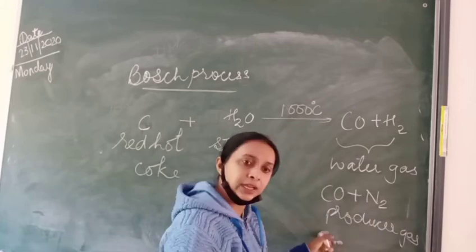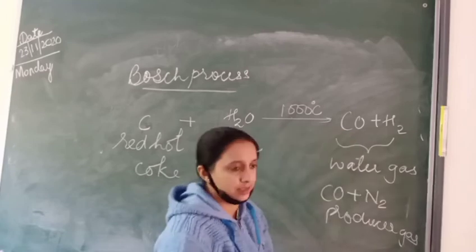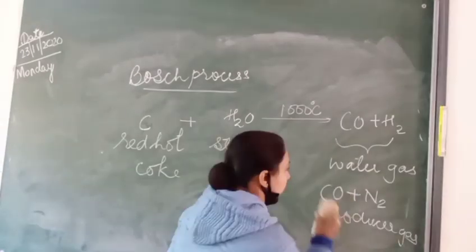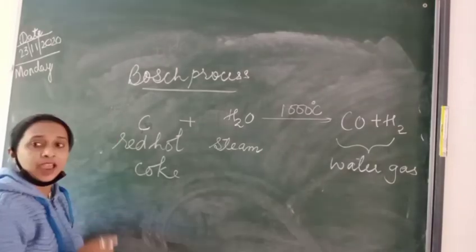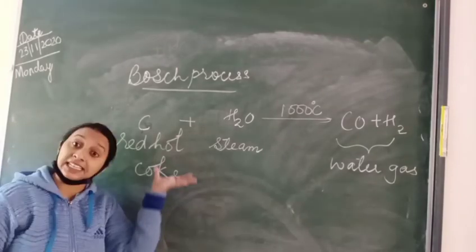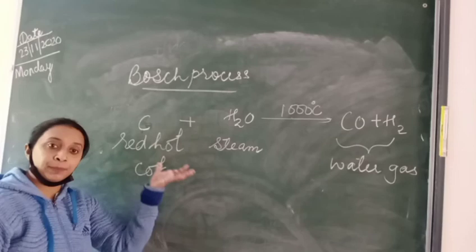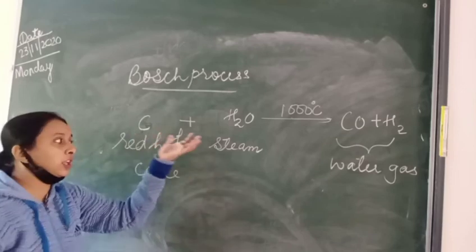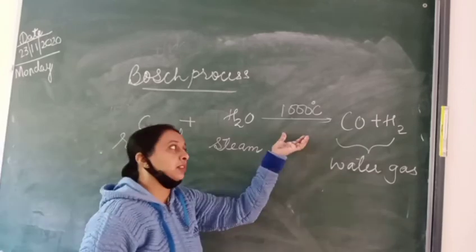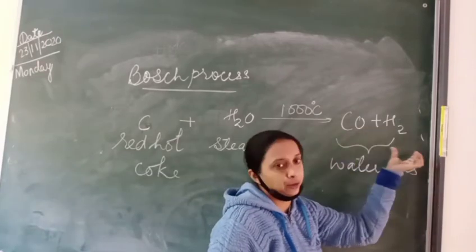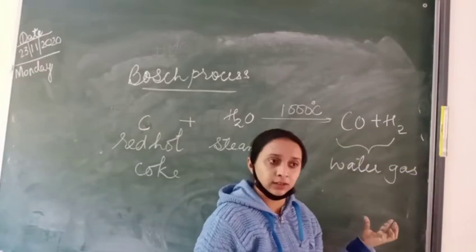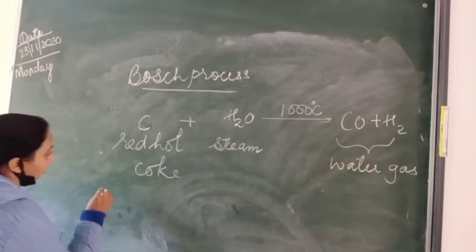Okay. Now see, what is the first reaction for the Bosch process? This is industrial process. Okay. To prepare hydrogen, red hot coke is passed over steam at 1000 degrees Celsius. It will give you a mixture of carbon monoxide and hydrogen. This is known as water gas. Okay. Now this water gas will be treated with water again.